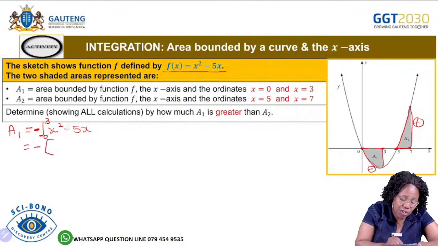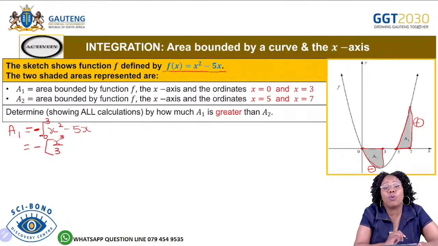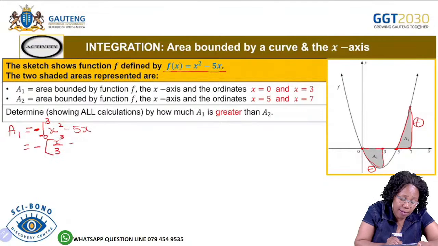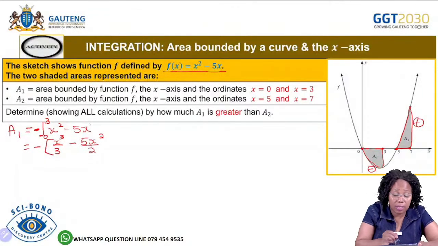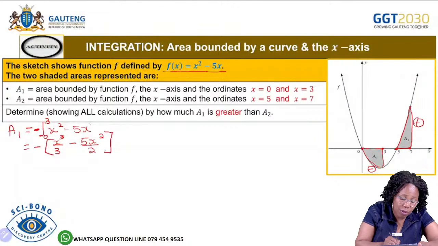Remember, integration is plus 1 on the exponent. That will be x to the power 2 + 1, which is 3, and that exponent will also go on the denominator. Then minus 5x, which is to the power 1. It will be plus 1, that is 2, and that 2 also goes to the denominator there. With the square bracket, we now put in the ordinates 3 and 0. Continue, we are having a negative.